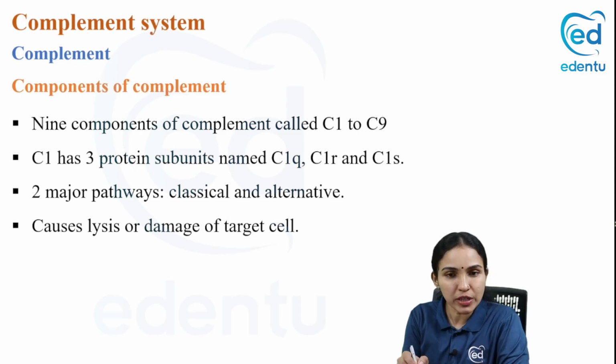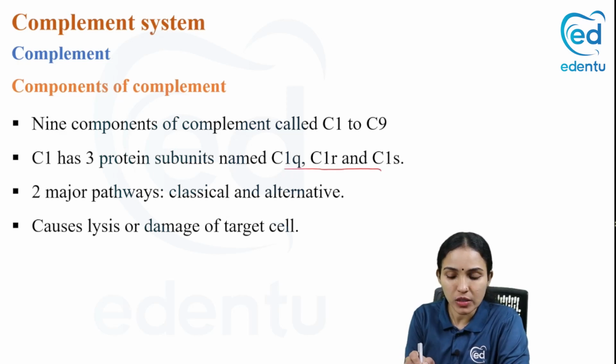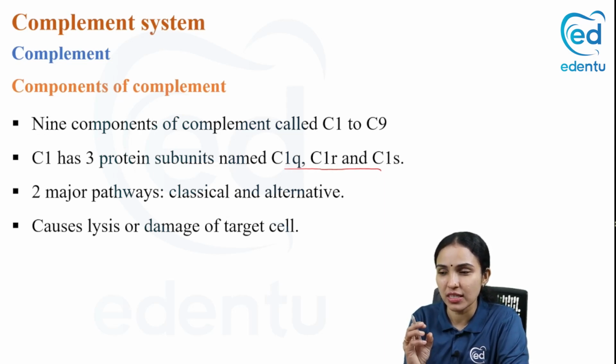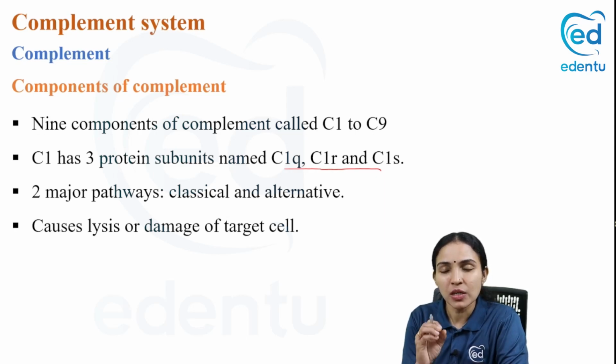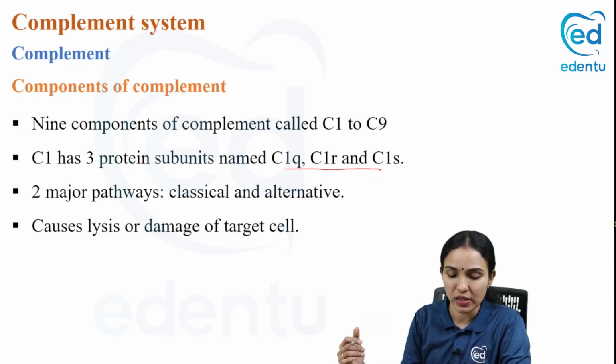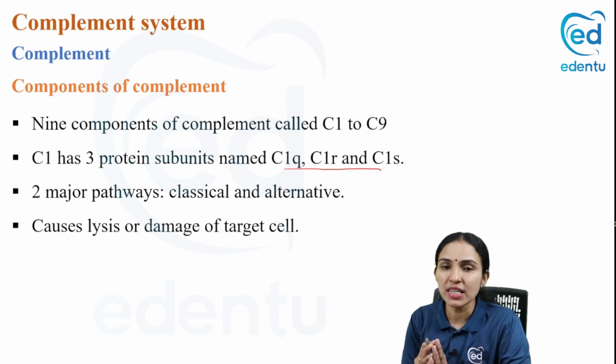In C1 to C9, for C1 we have 3 protein subunits, that is C1q, C1r, and C1s. It is the C1q that gets bound to the antigen-antibody complex. That is the first molecule that gets activated. That is the binding component of complement, which will in turn activate its other subunits, r and s, which have enzymatic activity. That will cleave the other complement proteins and will trigger the cascade or pathway. So C1 to C9 are the basic components, and C1 has q, r, and s.